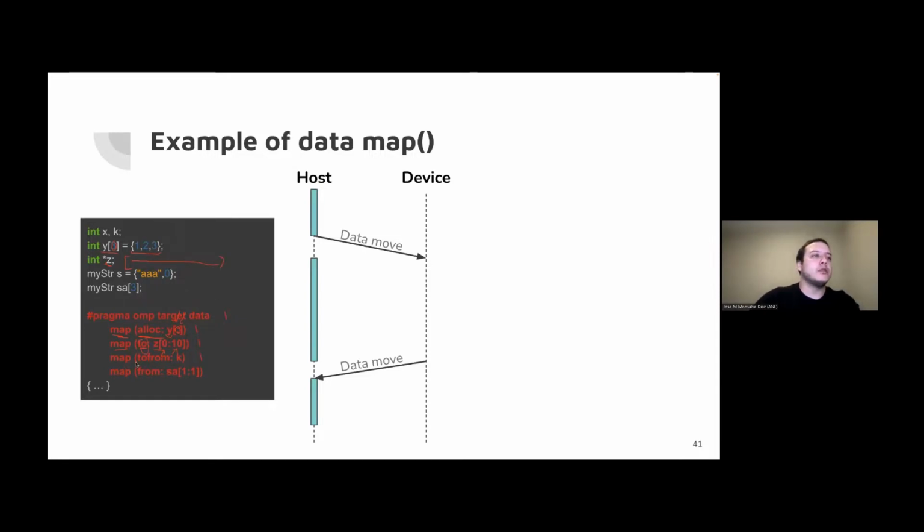I have a map to from of K, right? K is an integer. I just allocate the variable K in the device, and then I copy the values from the host to the device. And then at the end of the target region, I copy from the device to the host.